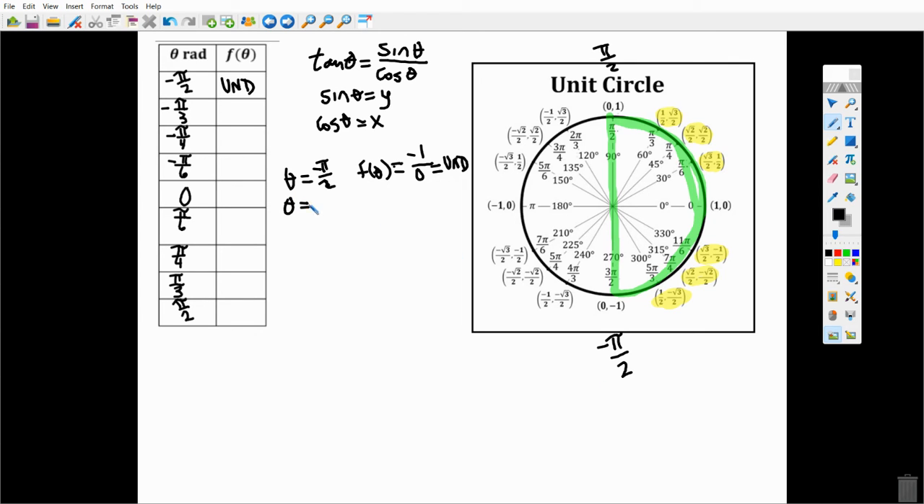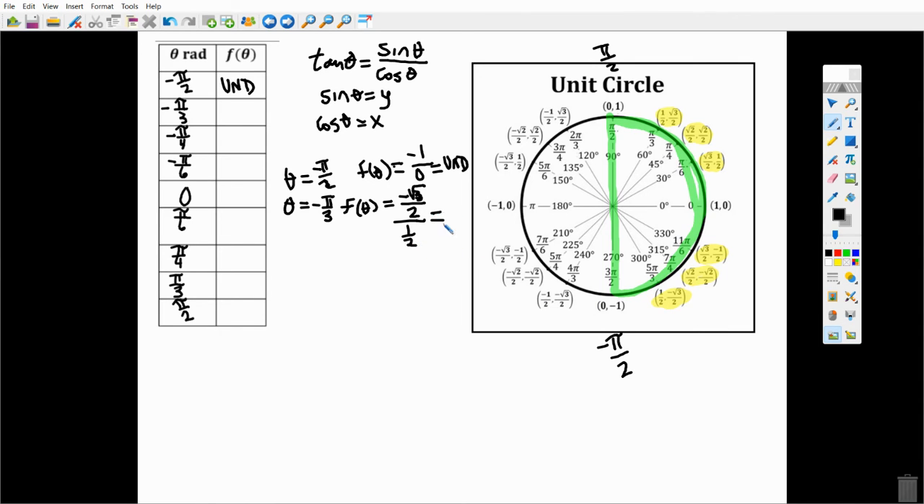At theta equal to negative pi over 3, f of theta is going to be negative radical 3 over 2 divided by 1/2.